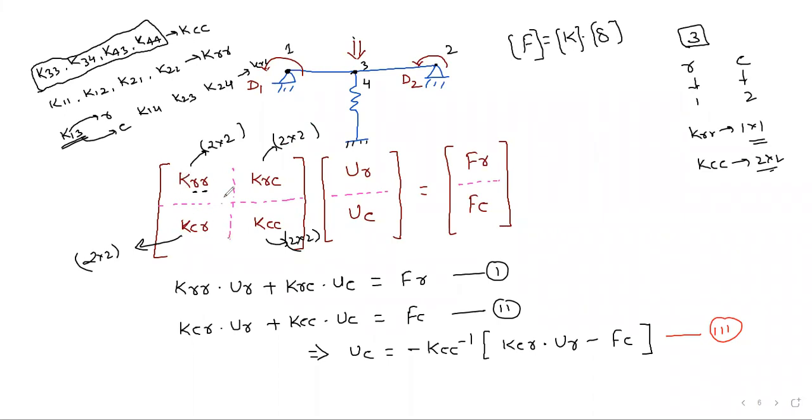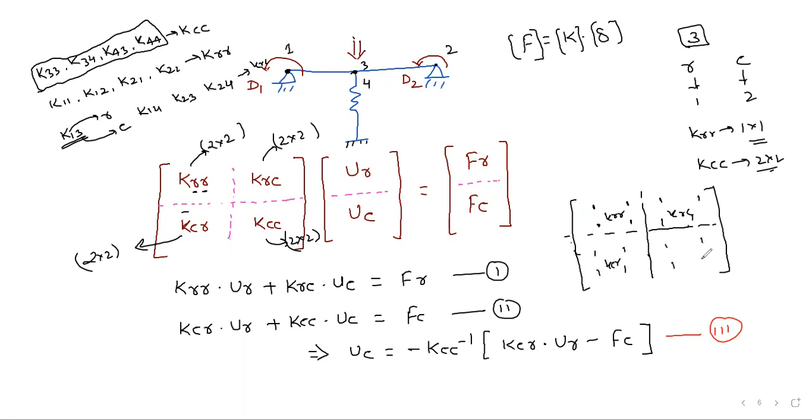Here 2 by 2 means 4 elements will come. Here 2 by 2 means 4 elements will come. Here we can write, suppose, 1, 2, 3, 4 elements. Just see, this is your KRR. Now again KRC also 2 by 2, so 1, 2, 3, 4. KRC. Again 2 by 2, 1, 2, 3, 4. KCR. Then again 2 by 2, 1, 2, 3, 4. KCC.